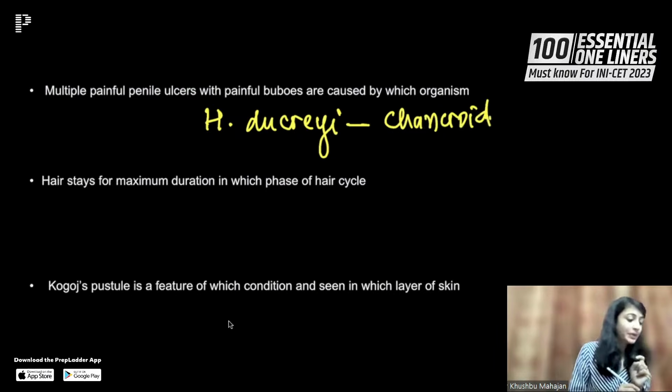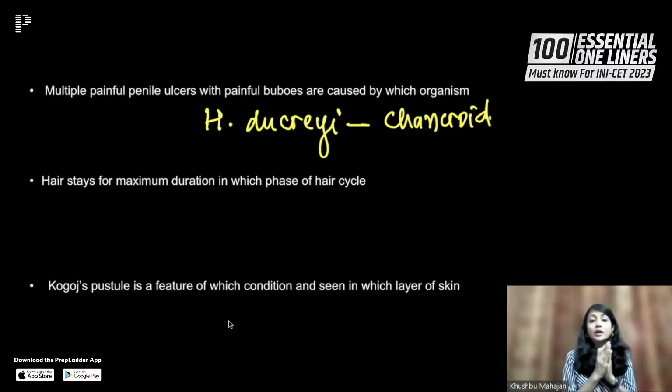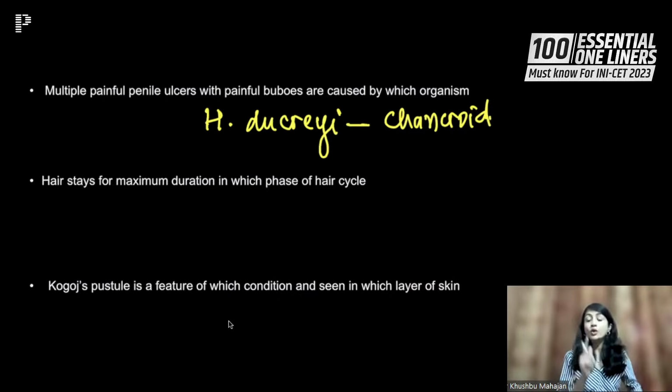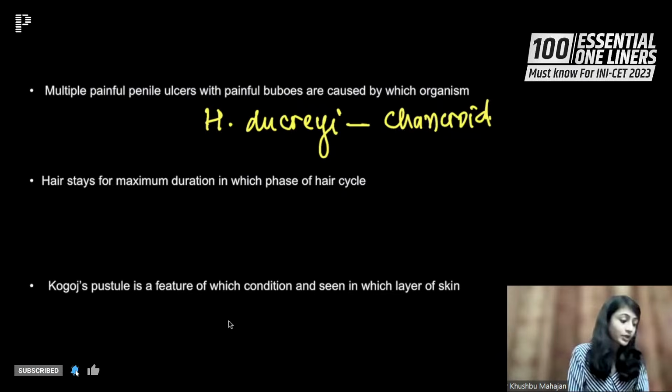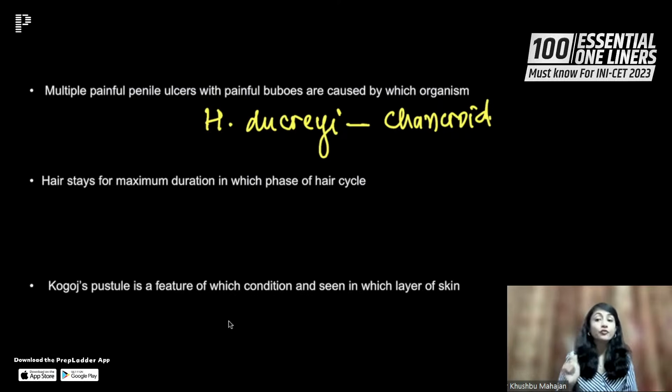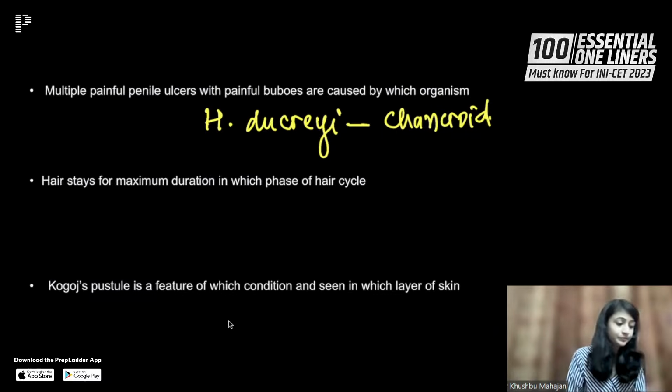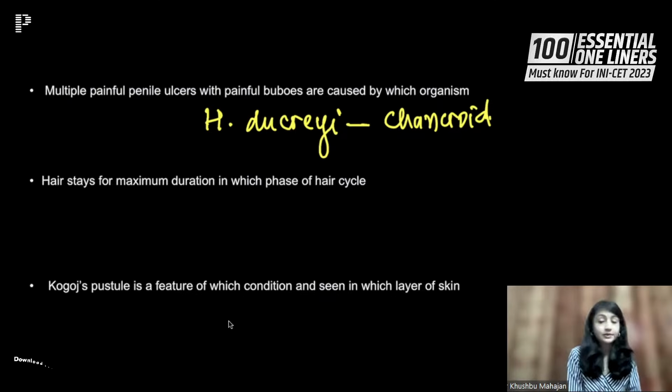Now, some people are getting it confused with herpes. See, herpes does not usually present with ulcers. I would have written polycyclic erosions or coalescing vesicles with herpes. So if the question says painful penile ulcers, you have to mark H. ducreyi, which causes chancroid. Hair stays for maximum duration in which phase of hair cycle?